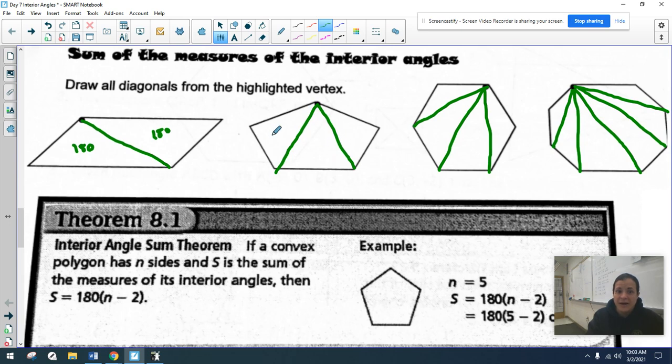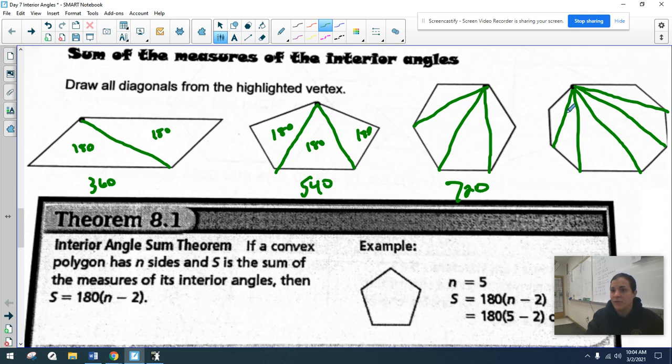Same thing here. I've got 3 triangles. So it's 180, 180, and 180. So I'm going to have to add them 3 times and get 540. So the sum of the 5 angles is going to equal 540 for this one. This one's 360, 540. This one has 4 triangles. So if I have 4 triangles, 180 times 4 I think is 720.